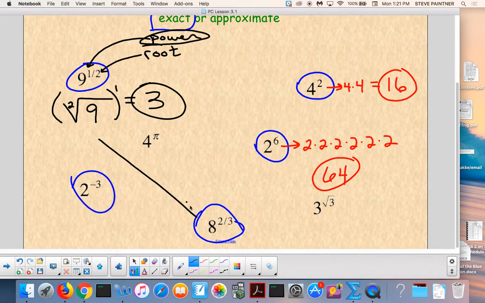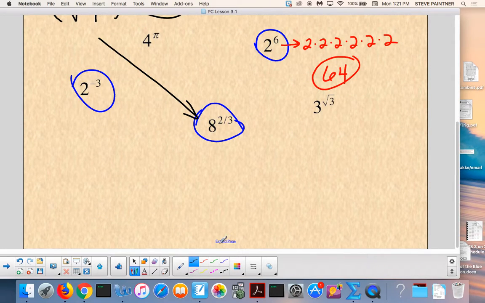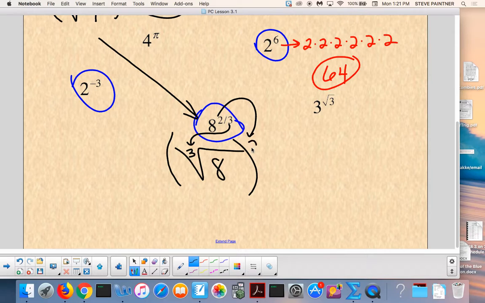I hope. Okay. What do we do to 8 raised to the 2/3? What root are we looking for? The third root of 8, which you know. Then raise it to the what power? Second power. This is what? 2. Second power.